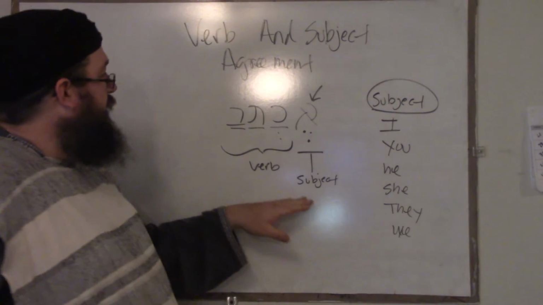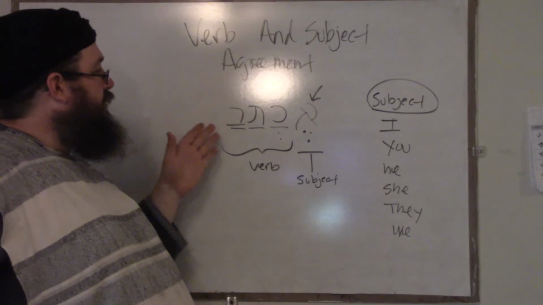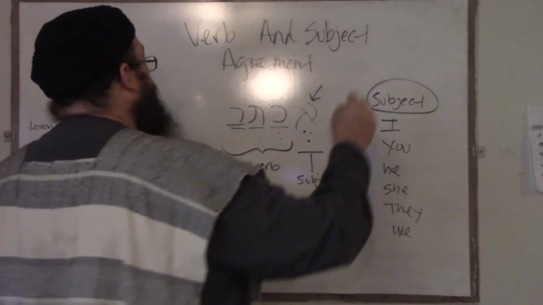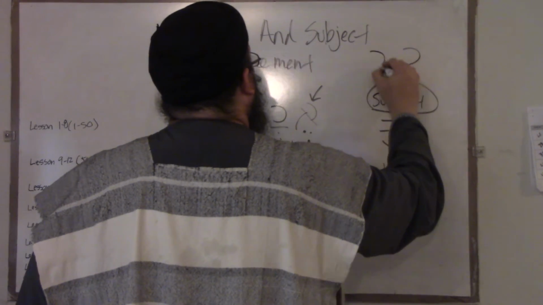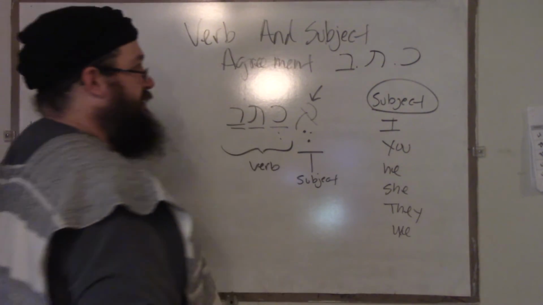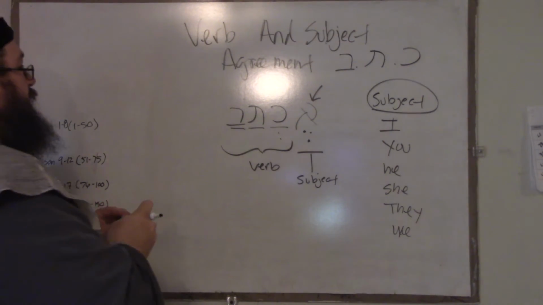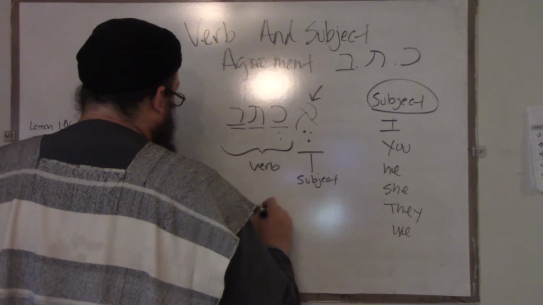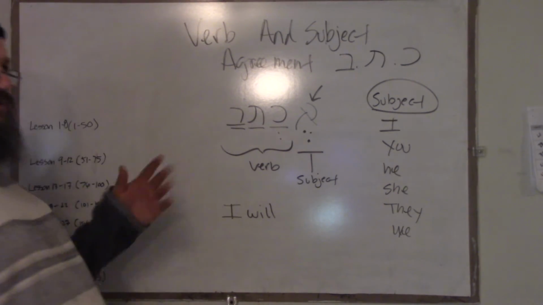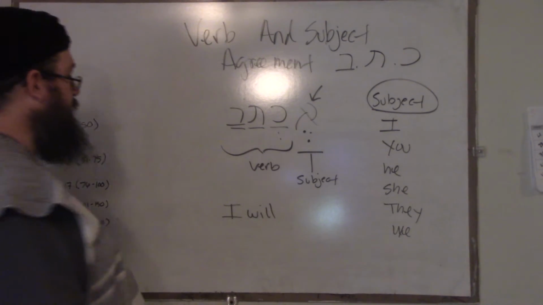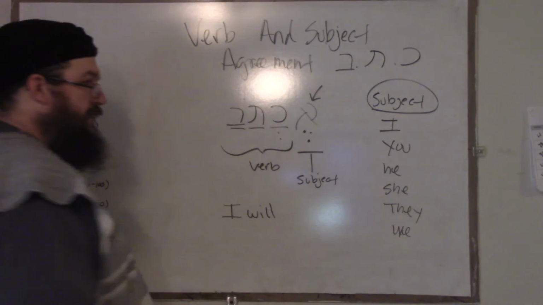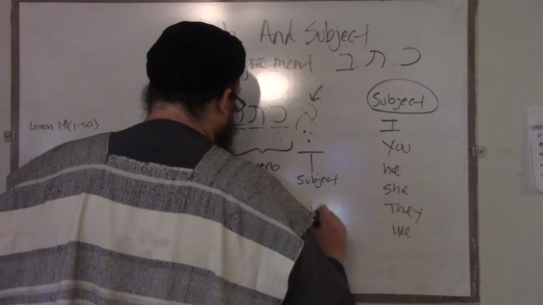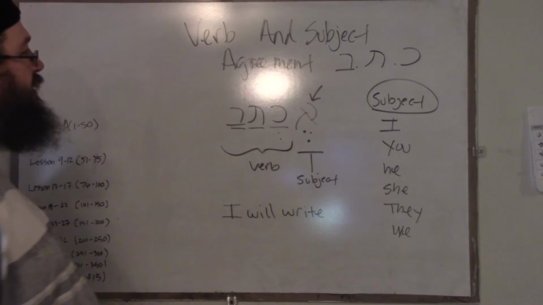So here we're going to look at this. So I, ektov, I, ketov. Like I said earlier, the word kaf, tav, bet means to write. So ektov, we know that this ek is always going to be I will. Why? Because I know it's future tense. Future tense means that I have to put I will, and then the next thing is the word for write. I will write.